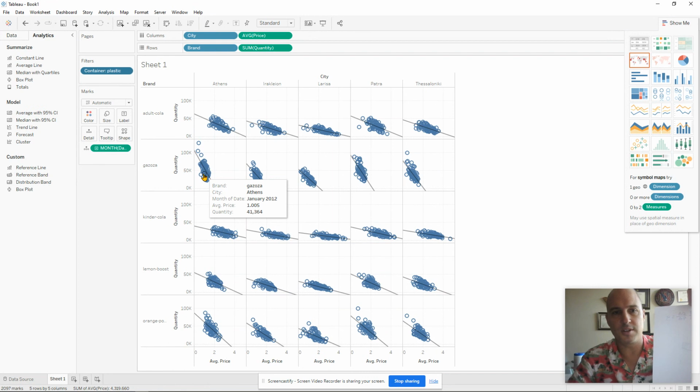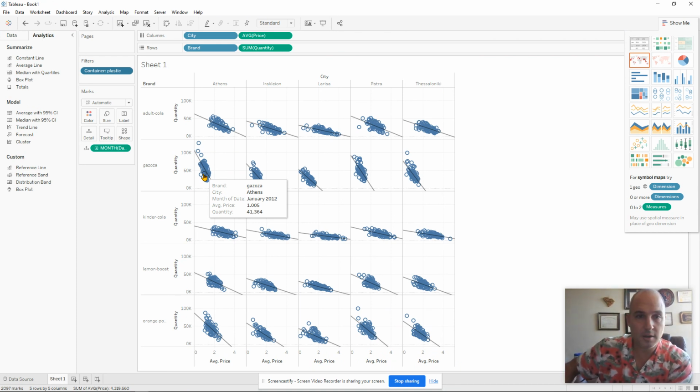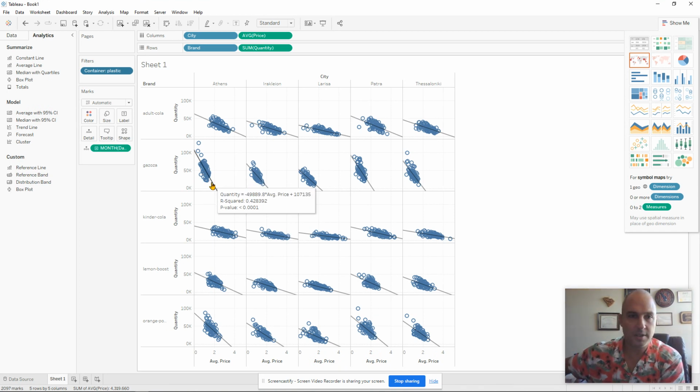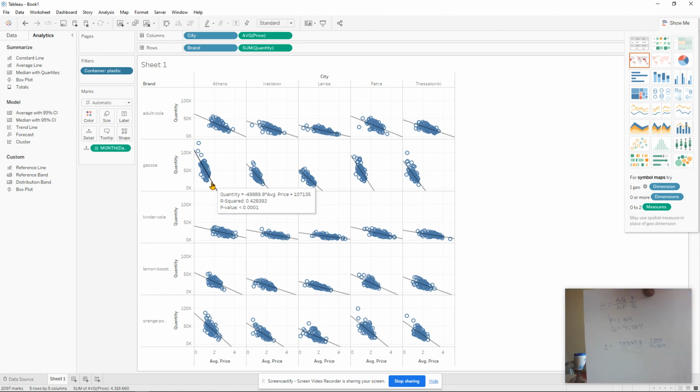So P over Q is going to be a specific point. I'll just give you an example. For Gazoza, Athens, at this point, average price is 1.005. So our P is equal to 1.005, and our Q, I'm just taking it right off that box right there, is equal to 41,364. See, that's a point. And on our slope, now we can hover over the line, our slope is equal to 49,889.8. So let's calculate elasticity. Go ahead and calculate it. That should be equal to 49,889.8 times 1.005 divided by 41,364. That's my calculation for elasticity.